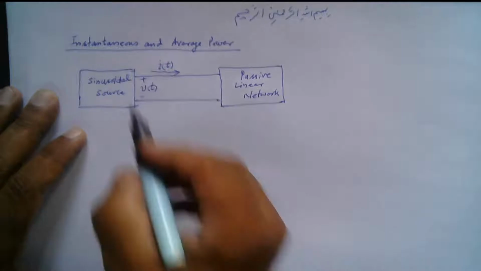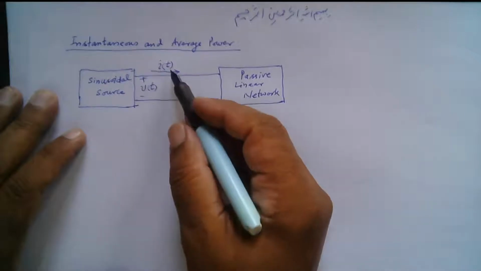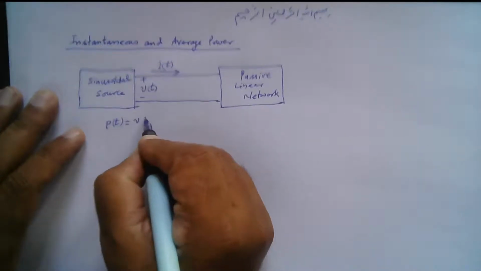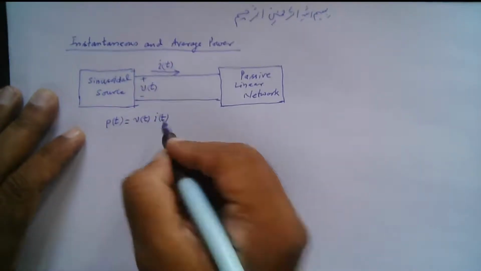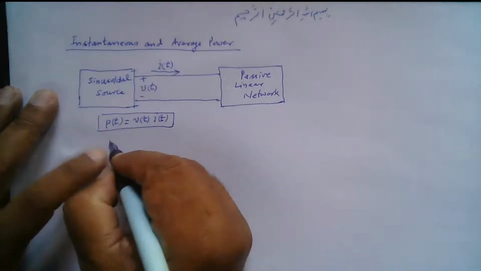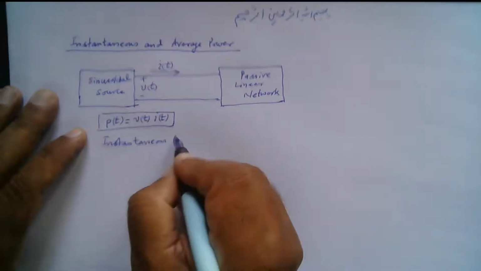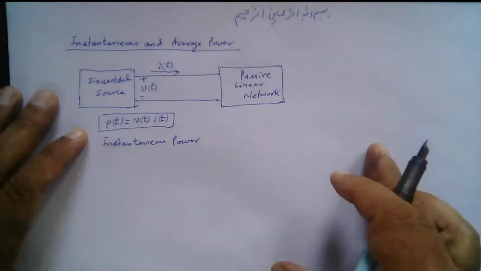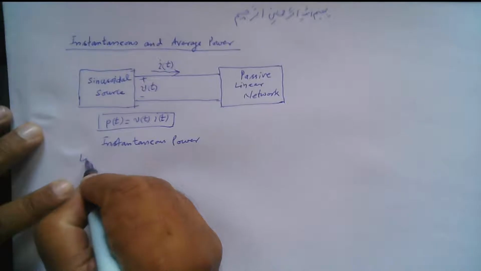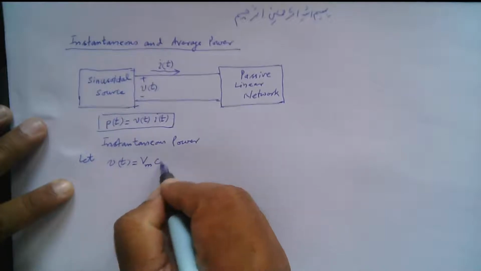We are interested in knowing the power. This is an instantaneous voltage and this is an instantaneous current, so the power is also instantaneous. P of t is equal to V of t multiplied by I of t. This is the instantaneous power which is being delivered to this network.